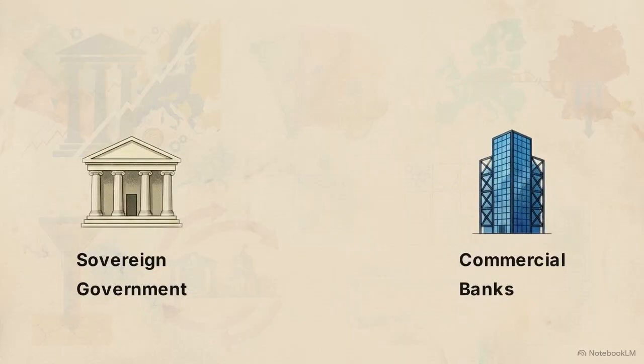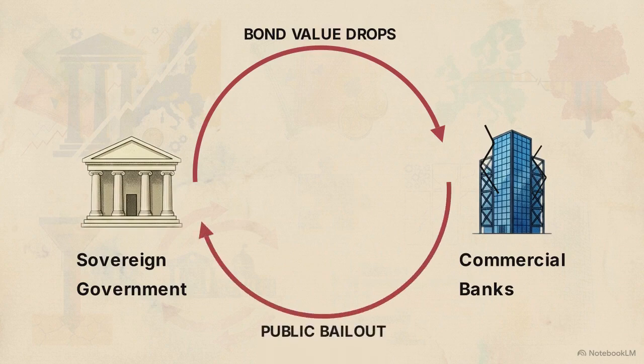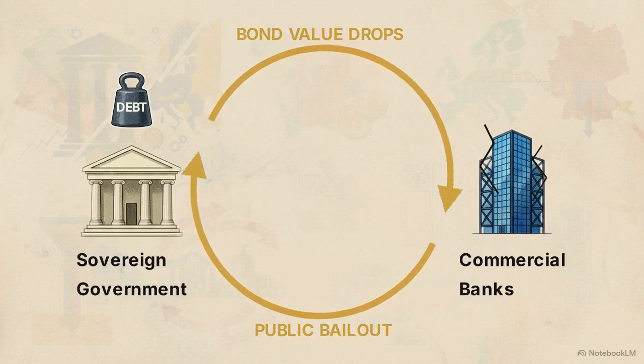The doom loop is a self-reinforcing downward spiral. When a sovereign government faces a debt crisis, the market value of its bonds plummets. Because domestic banks hold massive quantities of those exact government bonds, the drop in value instantly destroys the bank's equity capital. Facing systemic banking collapse, the national government is forced to step in with a massive public bailout. That immense cost is added straight back to the national debt, degrading the sovereign's creditworthiness even further and reigniting the cycle.